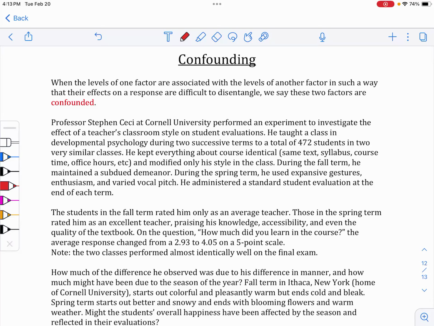What was more interesting was the amount of comments that also increased. People praised his accessibility. He had the same office hours. They praised the book. He had the exact same book. They praised all kinds of things that were absolutely identical. Well, what's the big difference between fall and spring semesters?